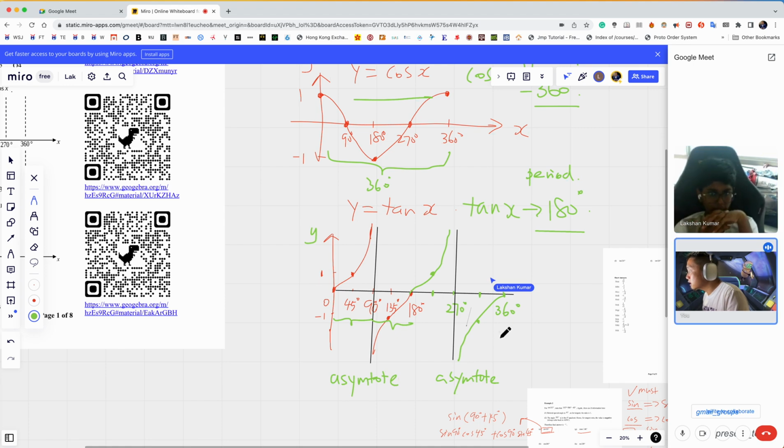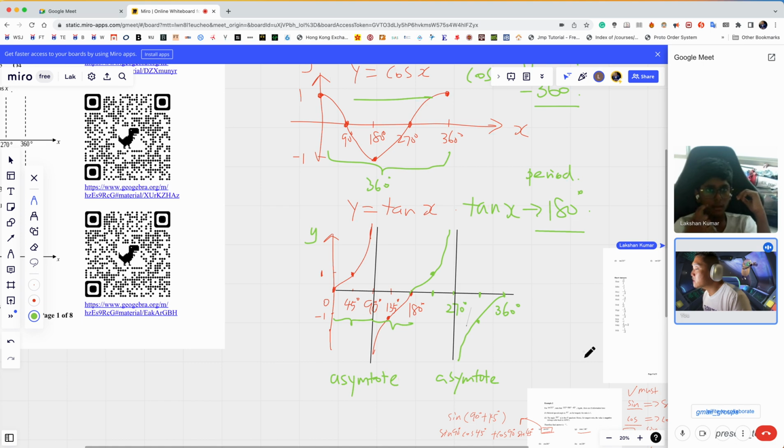All right. Can you see it repeat itself after 180? So the red one is 1 cycle, the green one is 1 cycle, or the period. All right. So this is the basic stuff you need to know about this basic curve for sine, cosine, tangent.